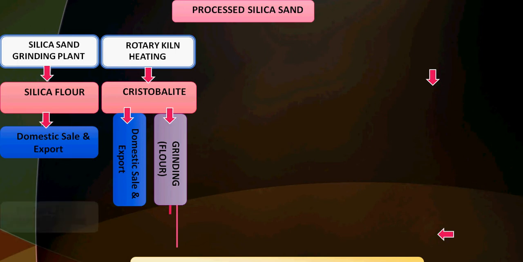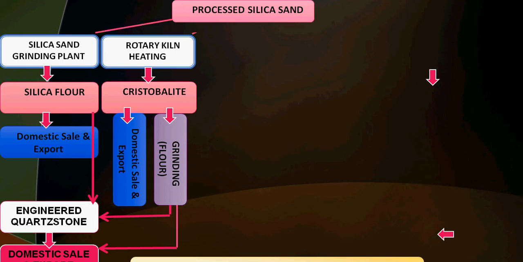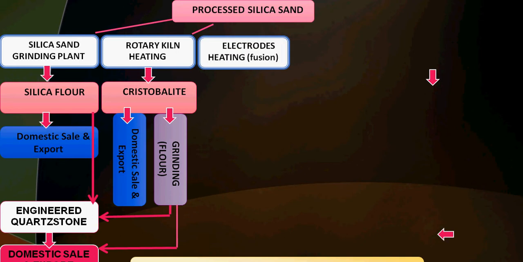So engineered quartz stone is produced from silica flour, cristobalite, and cristobalite flour. And engineered quartz stone has a large local market as well as an export market, mainly in UAE. So you can also invest in another downstream product. It's called fused silica.